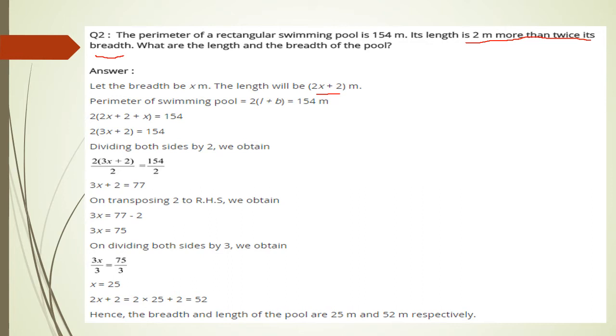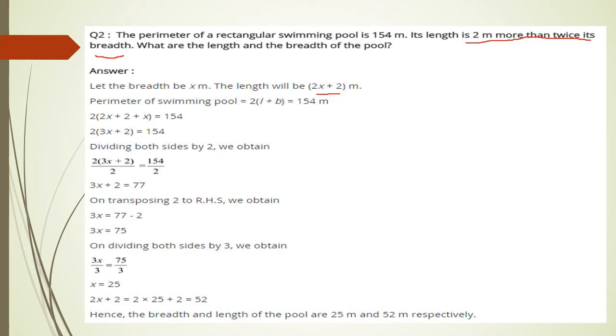Then the perimeter of the swimming pool is equal to 2 into (L plus B). Why is it 2 into (L plus B)? Because it is given as a clue that it is in rectangular shape. The perimeter of a rectangle is 2 into (L plus B). So the perimeter of the swimming pool is 2 into (L plus B), where L means length and B means breadth, which is equal to 154 meters. Let us take the 2 as it is. We know the L as 2x plus 2. Instead of L, write down 2x plus 2. Then plus B, write down x because we considered the B as x.